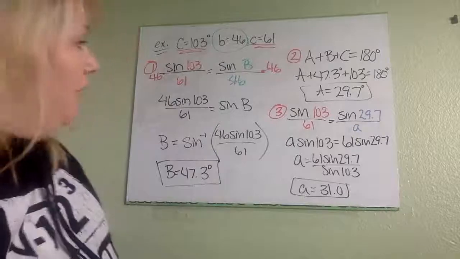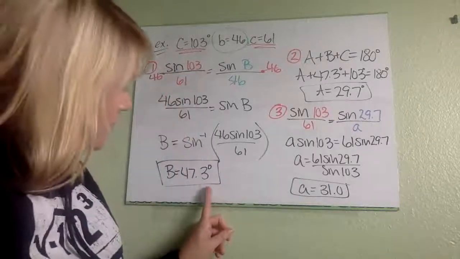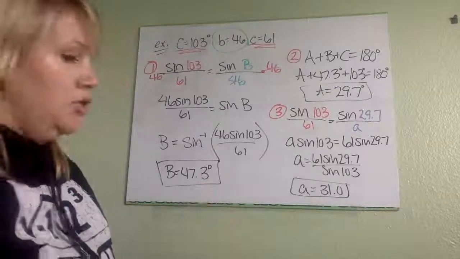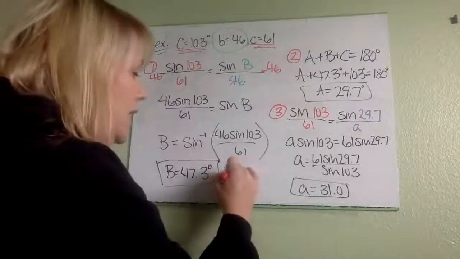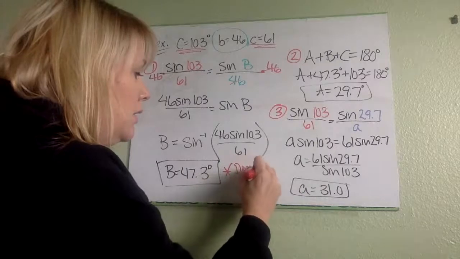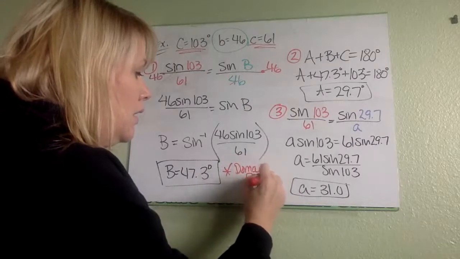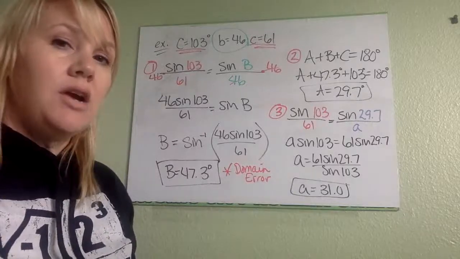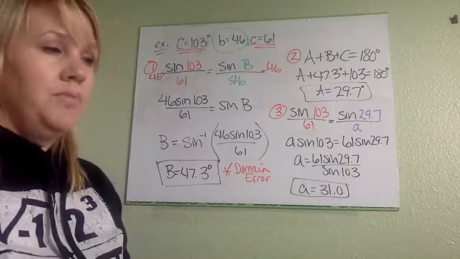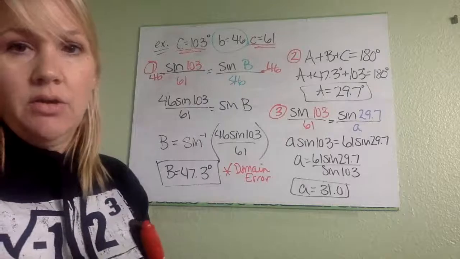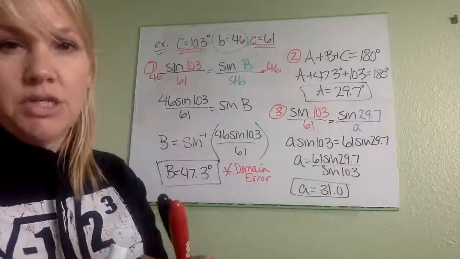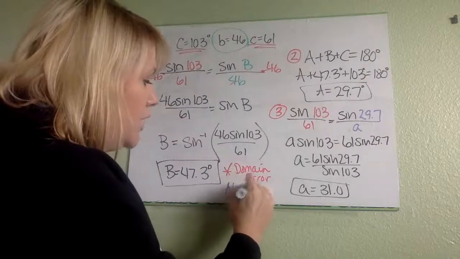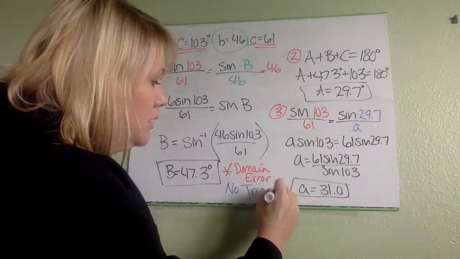Now, at this step right here, where you found your angle, the very first thing we did, if at this point your calculator gives you a domain error, that means that the information that you have does not create a triangle. Try to picture like you have an angle and two sides and they just don't quite reach. They just don't quite fit together. So this is a no triangle situation.